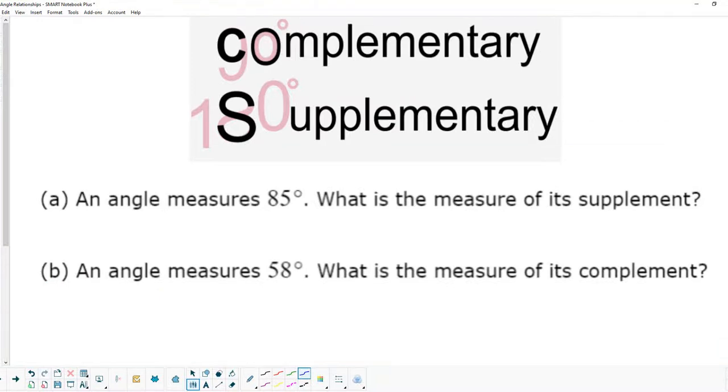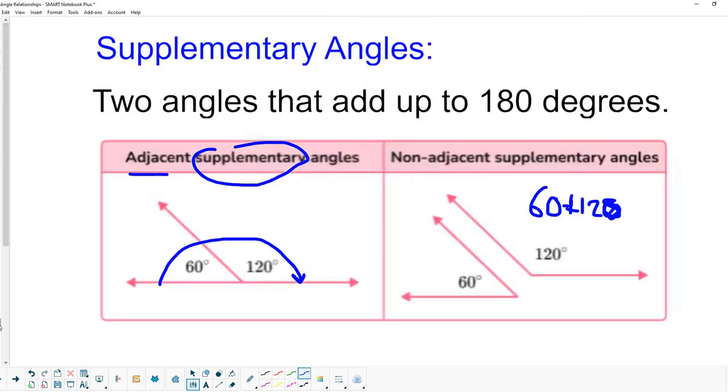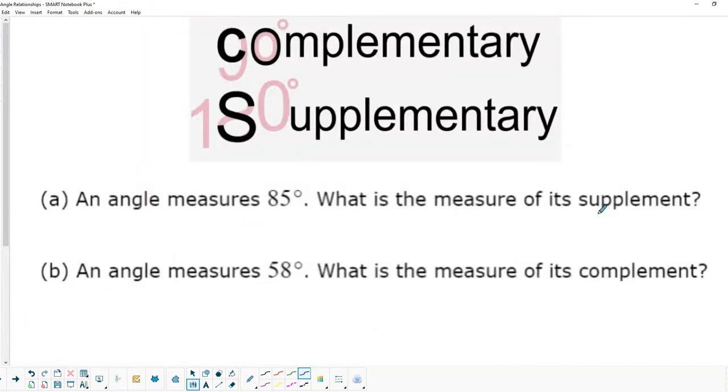So an angle measures 85 degrees. What is the measure of its supplement? Well, we just learned from the previous page that supplementary angles add up to 180 degrees, right? So if I want to find the supplement of another angle, then I just subtract that angle from 180, like that. And 180 minus 85 would end up being 95 degrees.